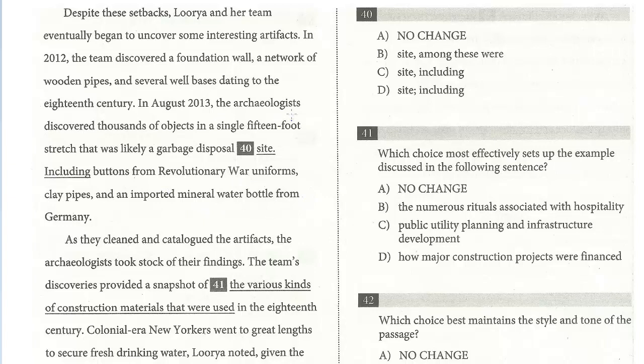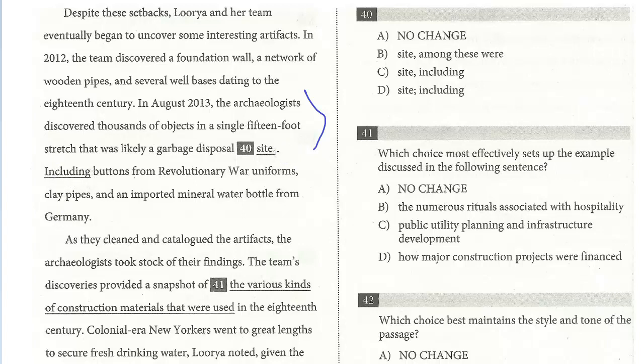So here we have this independent clause. In 2013, the archaeologists discovered these objects. It was likely a garbage disposal site. And then we have a period, including. This creates a fragment, because an independent clause with a period and then starting a dependent clause by itself, that's just a fragment. So we can link the two together.